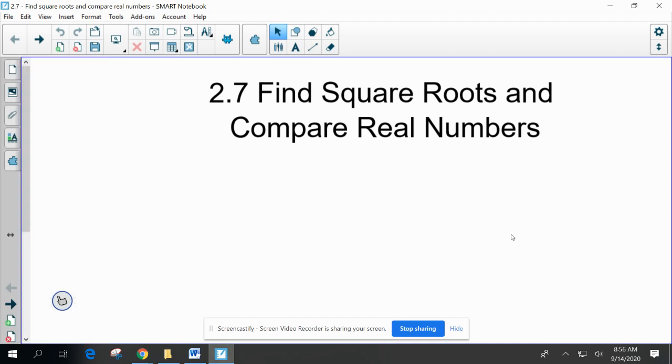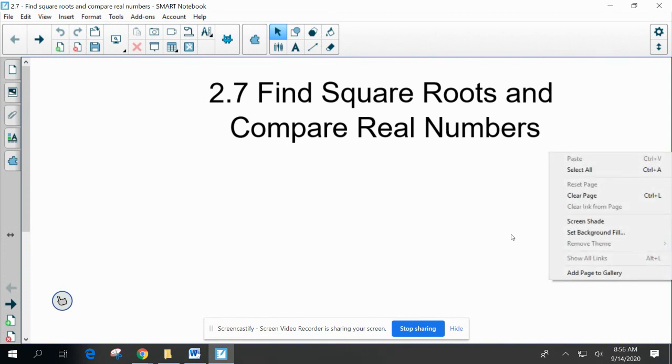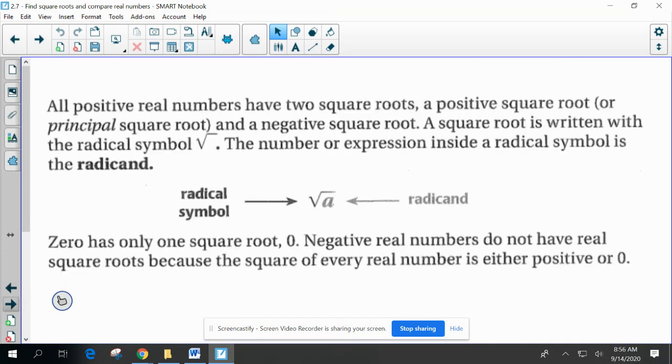All right, so we are going to find square roots and compare real numbers. Okay, so all positive numbers have a square root.